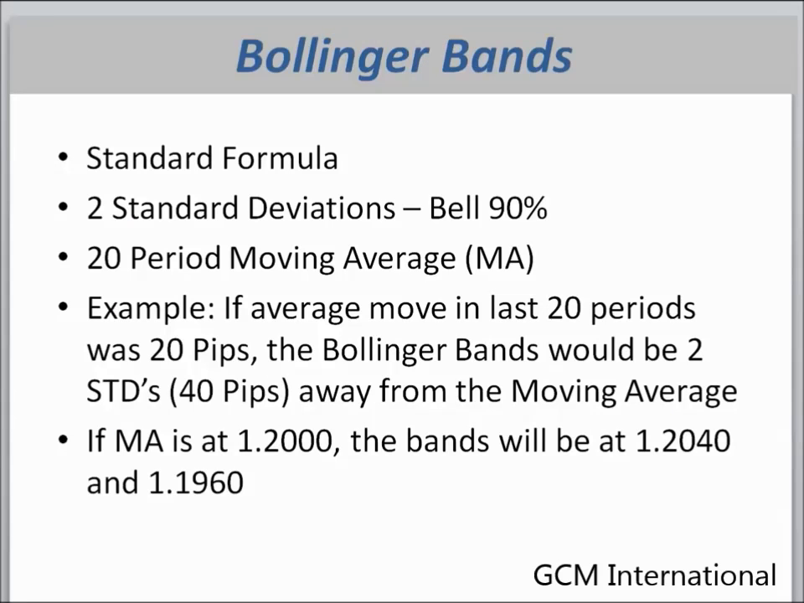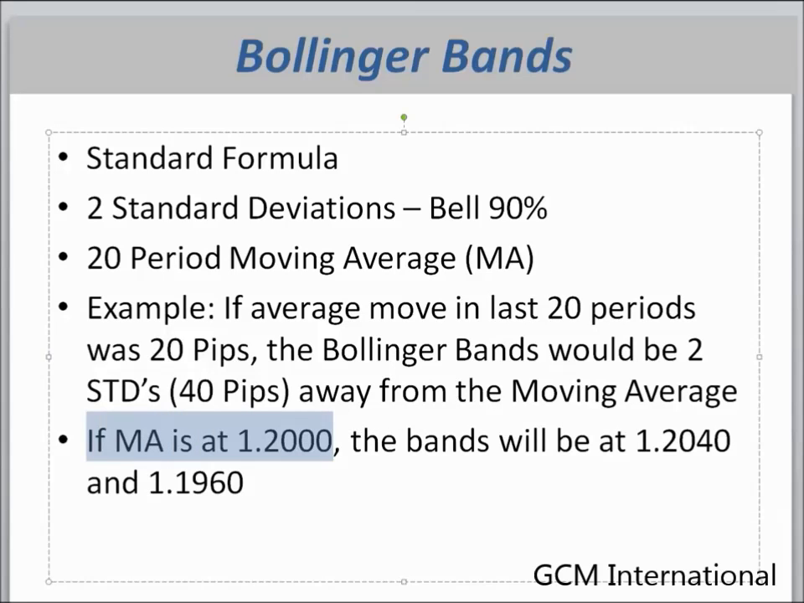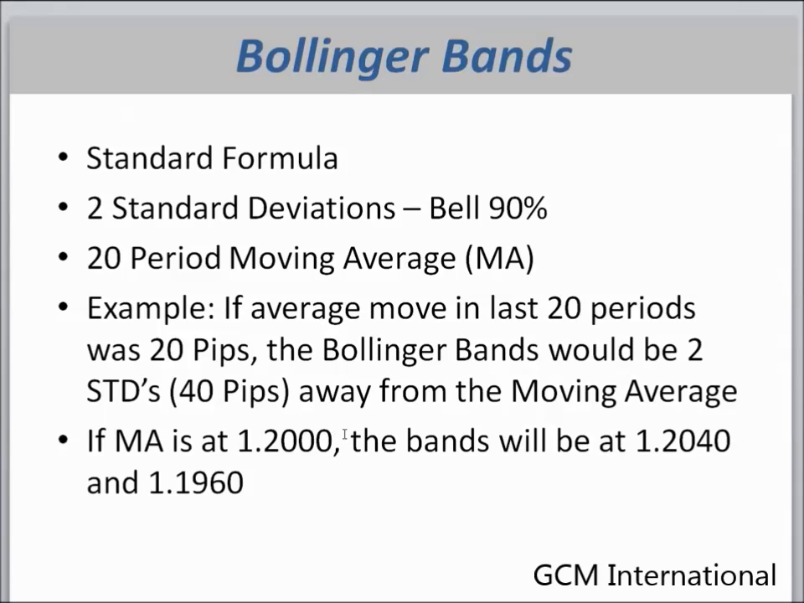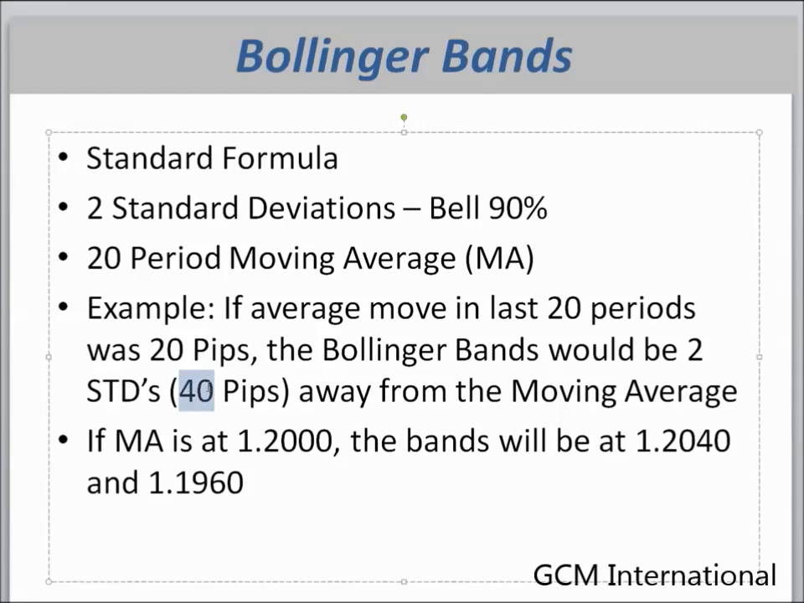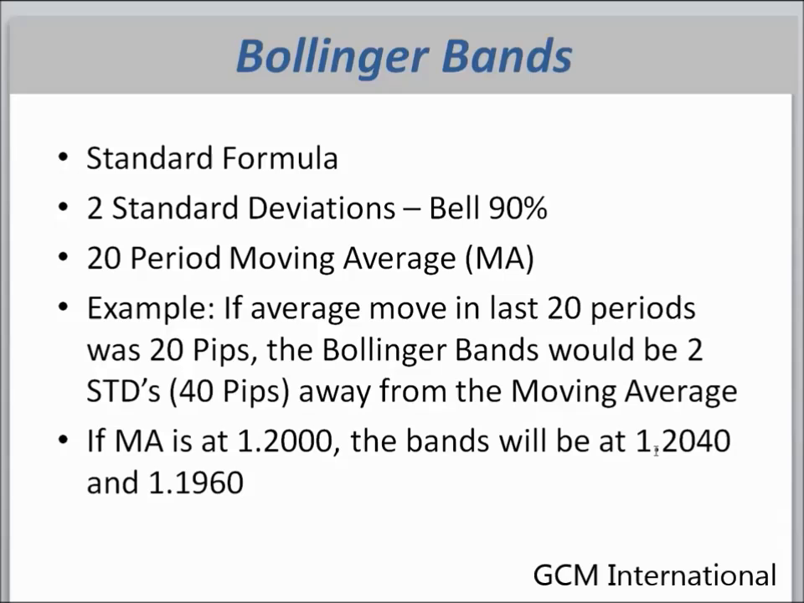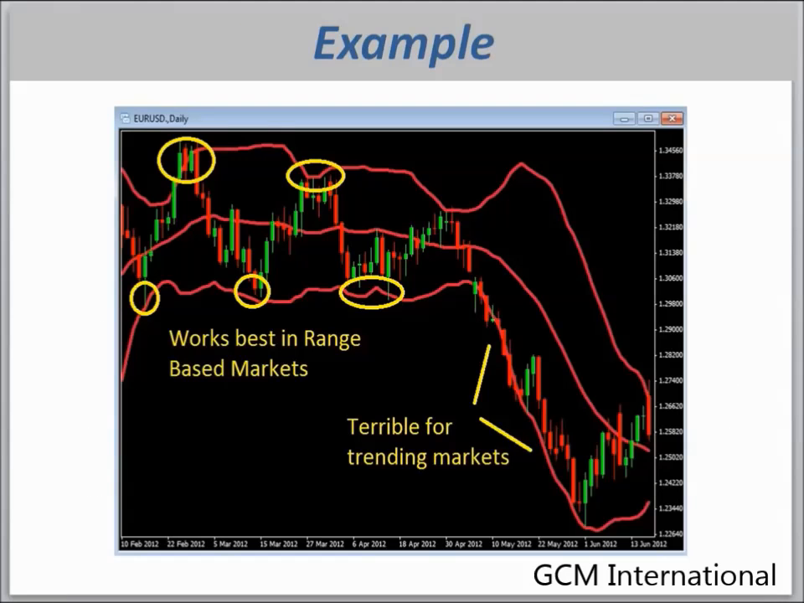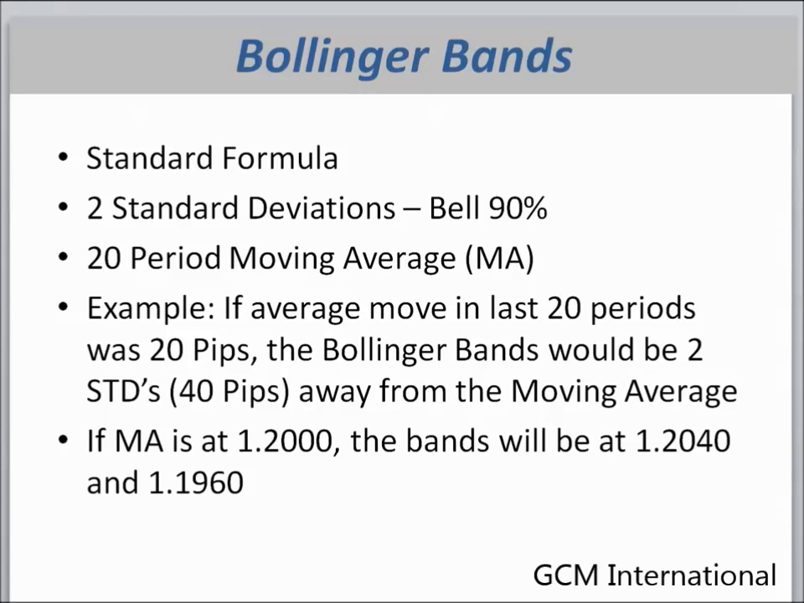Okay. So for our example, if we have a moving average at 120, the moving average is the middle line. If our moving average is at 120 and our standard deviation was 40 pips, then our Bollinger Bands would be at 120.40 and 119.60. That's just 40 pips away from that 120 level. So that's basically how these Bollinger Bands move. They show when things are oversold and overbought, and they're based on the highs and lows of how the instrument is trading.